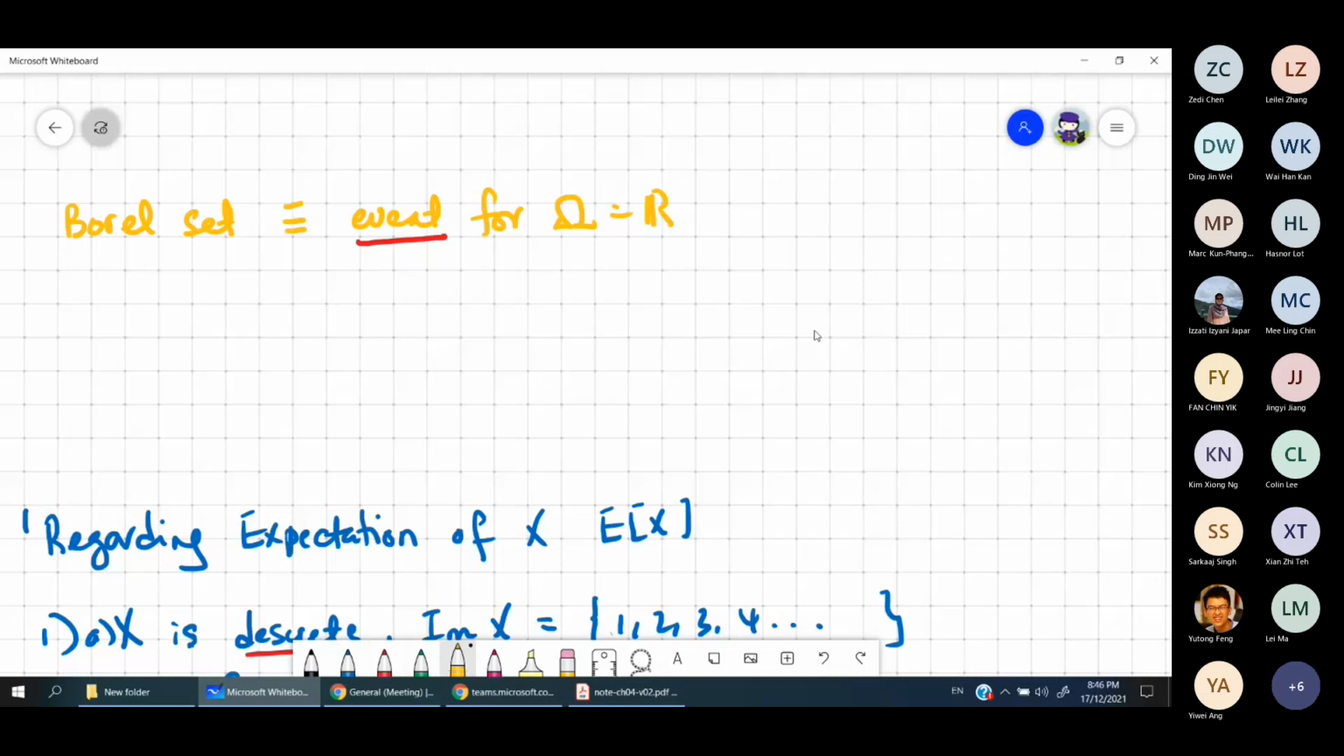So when you say Borel function, this might not be so precise, but the idea is like that. When you talk about Borel functions, the analogy is a random variable for the case when omega is R. I hope this is clear. If I use the terminology of events and random variables, it should be better.